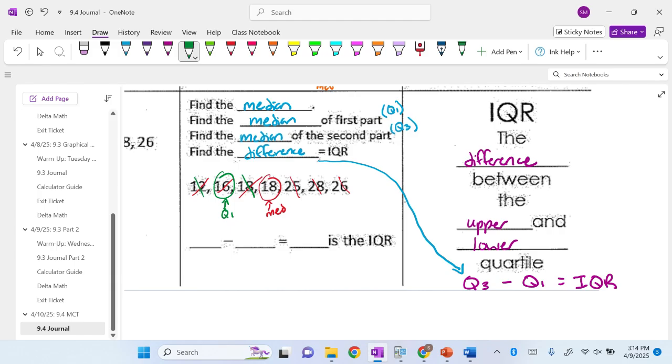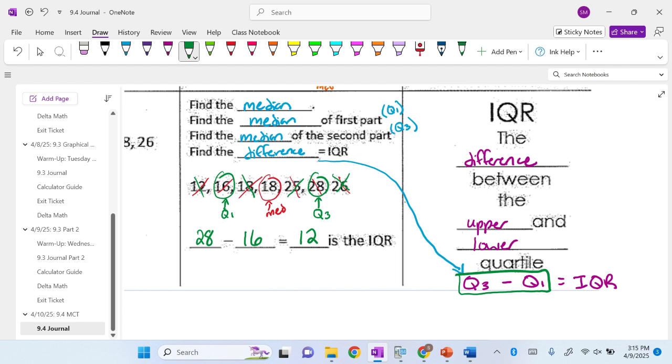For my Q3, I'm going to look at the right side of the 18 and do my crossouts. I'm left with 28 as my Q3. So I'm going to do Q3 minus Q1. That means I'm doing 28 minus 16. And that would give me 12 as my IQR, or interquartile range.